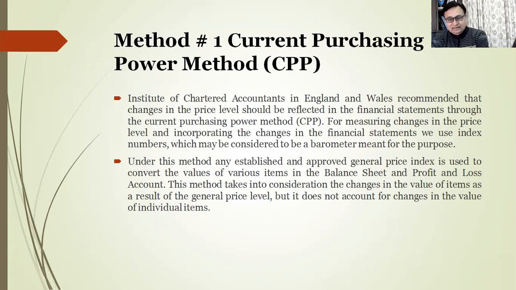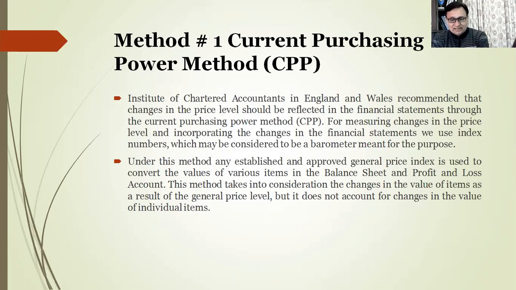For example, when the particular asset was purchased, what was the price index at that time, and presently when we are going to convert this item, what is the price index at present. So taking this into account, we will calculate a conversion index, and accordingly we will convert all the figures of the financial statements as per the conversion factor. All financial statement items are restated. So under this method, any established and approved general price index may be used to convert the values of the various items in the balance sheet and profit and loss account.